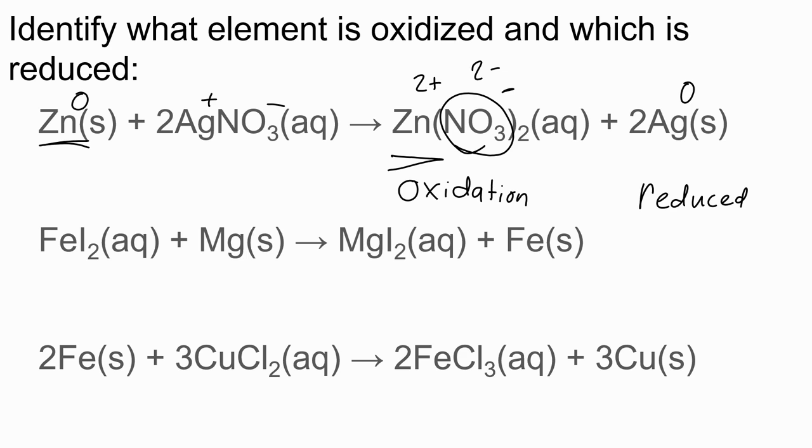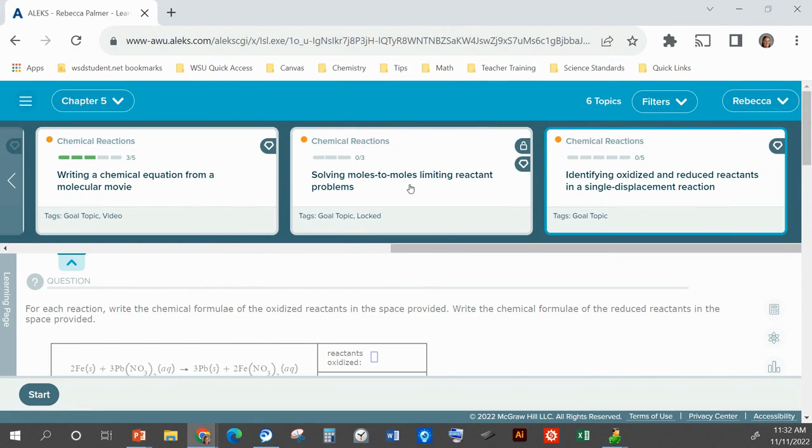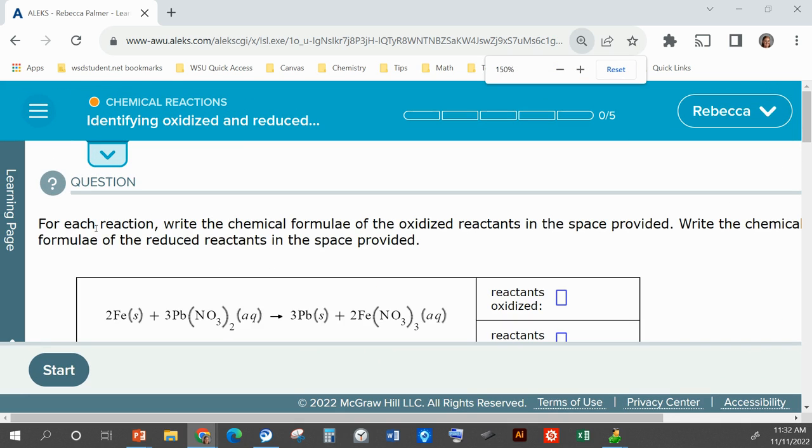This is chapter 5. This is called identifying oxidized and reduced reactants in a single displacement reaction. So for each reaction, write the chemical formula of the oxidized reactants. So we're looking at the reactant that is oxidized.